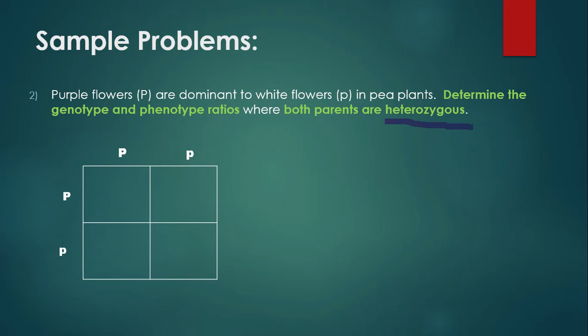Now let's predict the result. For the first box, both capital letters can be seen, so we combine these two. As a result, we will have both capital letters.